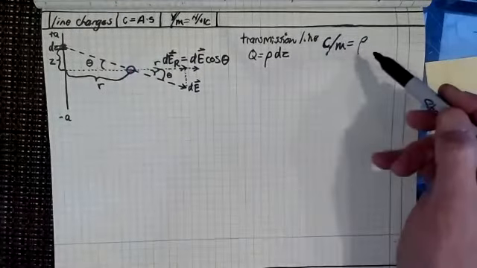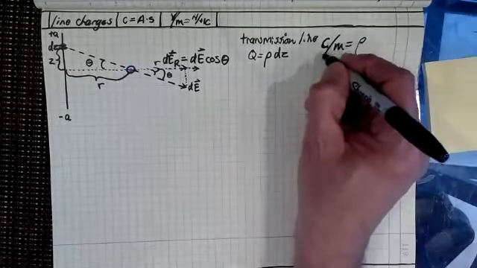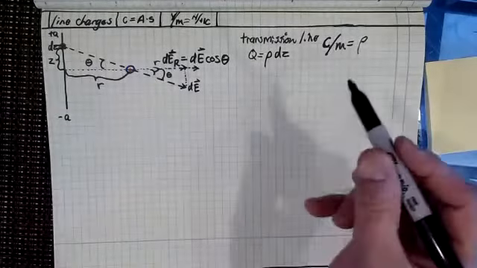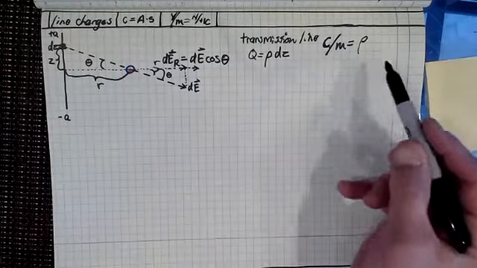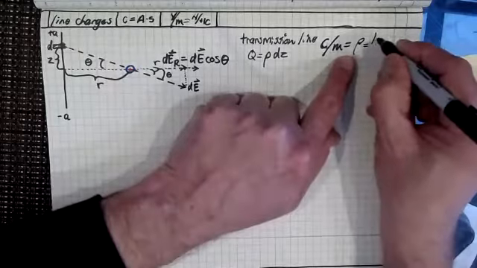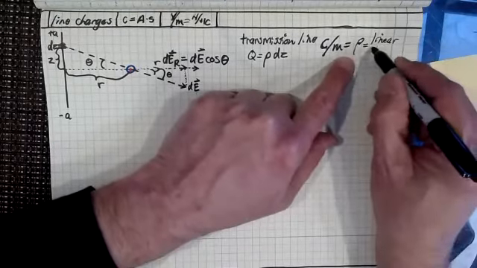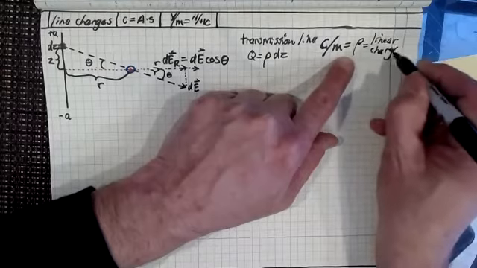Okay, anyway, I think you get it. Coulombs per meter, and that's how we break down the transmission line. That is our charge density. It's a linear charge density. Let's put that there, linear. Rather than a surface charge density, linear charge density.